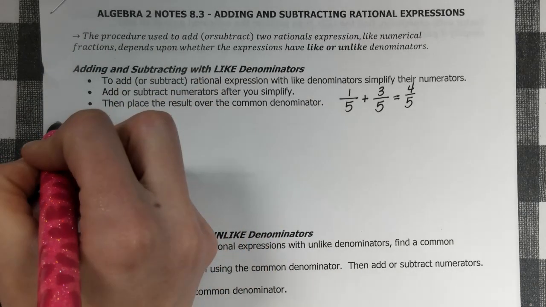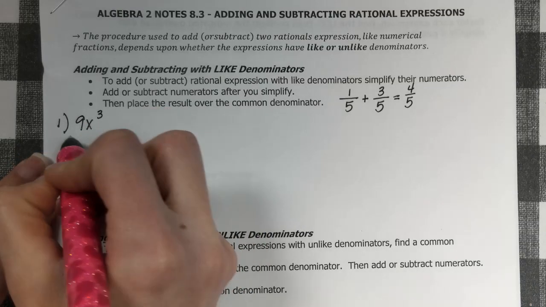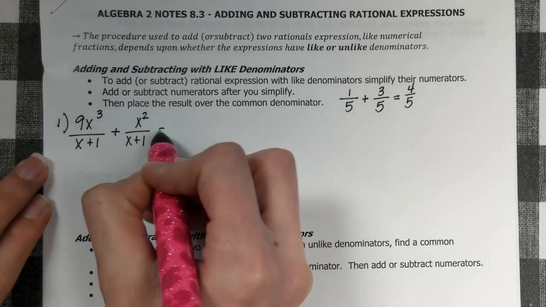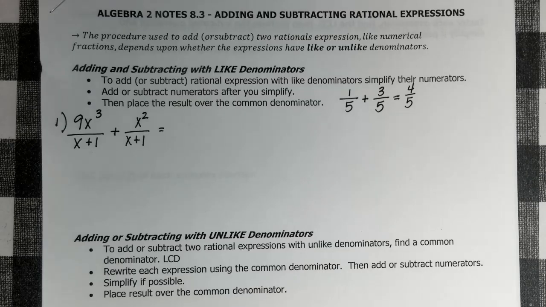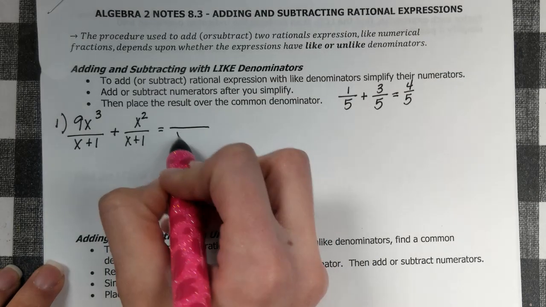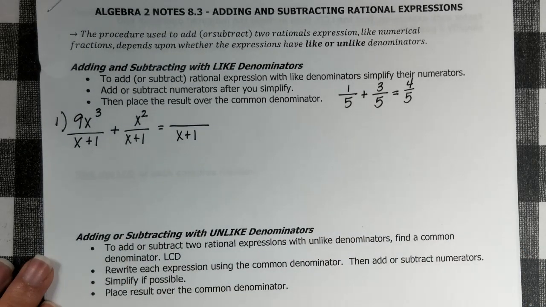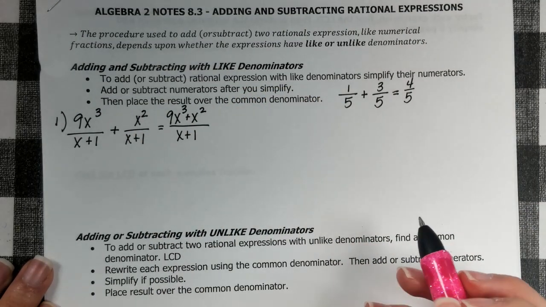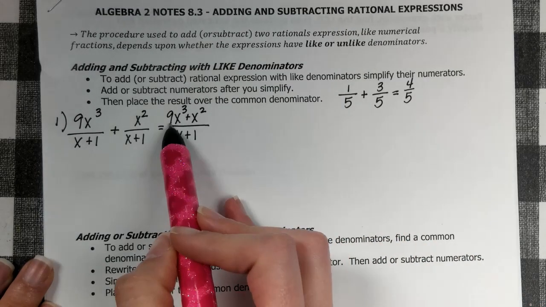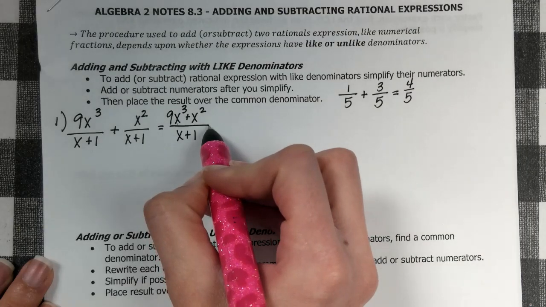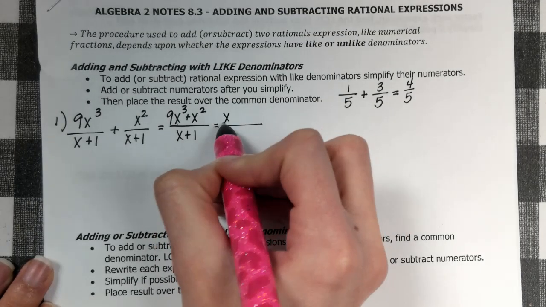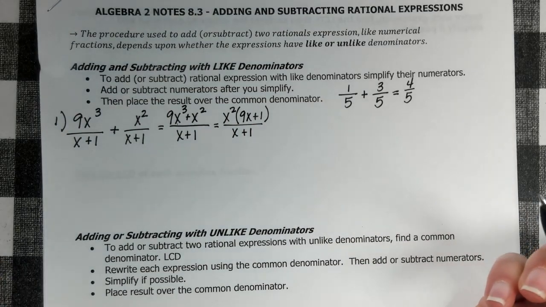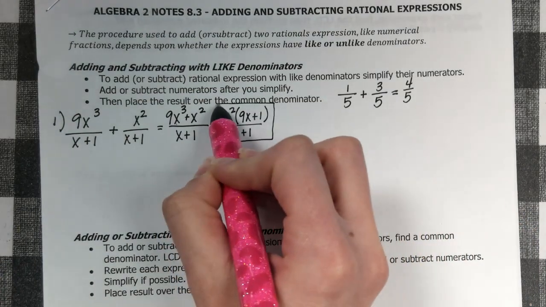If I'm looking at my first example, I have 9x cubed over x plus 1 plus x squared over x plus 1. I can tell that I have common denominators, so I can add those numerators and put it over that common x plus 1. When I add my numerators, that becomes 9x cubed plus x squared. Then we always check, can we simplify? Can you do anything with that numerator? You can take out an x squared. If I factor out an x squared, that leaves me with 9x plus 1, and my denominator is x plus 1. While I might not be able to cross anything out, that is my simplified factored form.